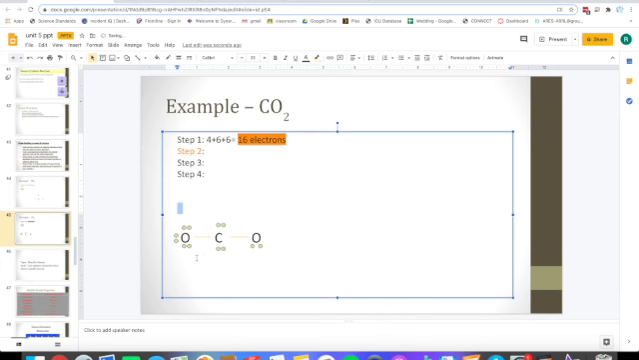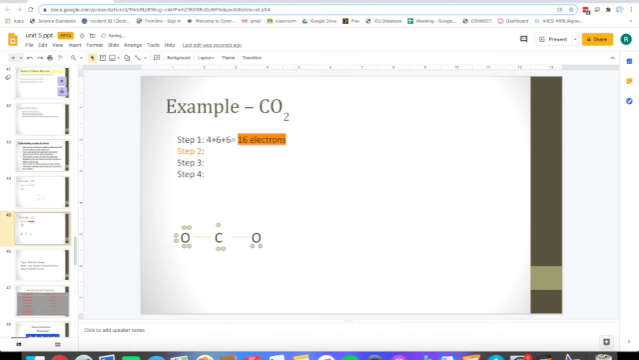So now we need to see if everything's happy or if we need to move dots around. So here this oxygen has 2, 4, 6, 8. So it's happy, it's good. This carbon has 2, 4, 6, 8. It's happy, it's good. This oxygen only has 2, 4. So it's not happy. So what we can do, we can take these 2 dots and move it and turn it into a bond right there.